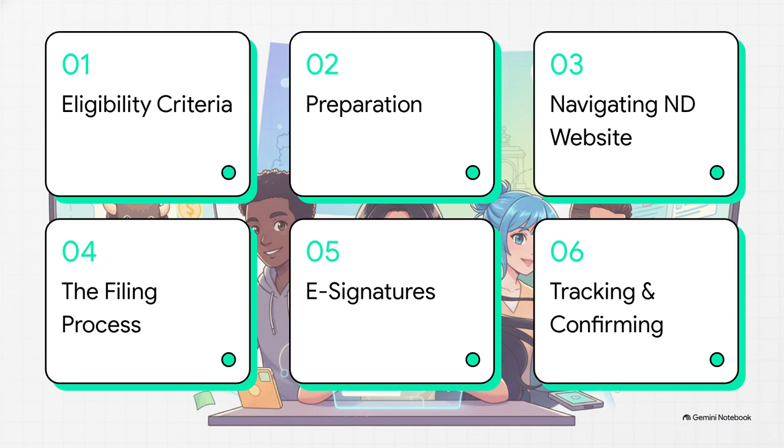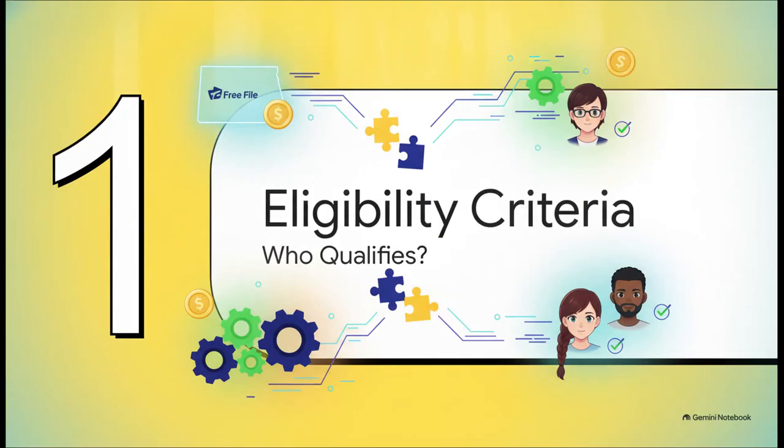Okay, let's dive into this roadmap. Here's how we're going to do it. First, eligibility criteria, then preparation. Third, navigating the NDA tax website. Fourth, the filing process. Fifth, e-signatures. And finally, tracking and confirmation.